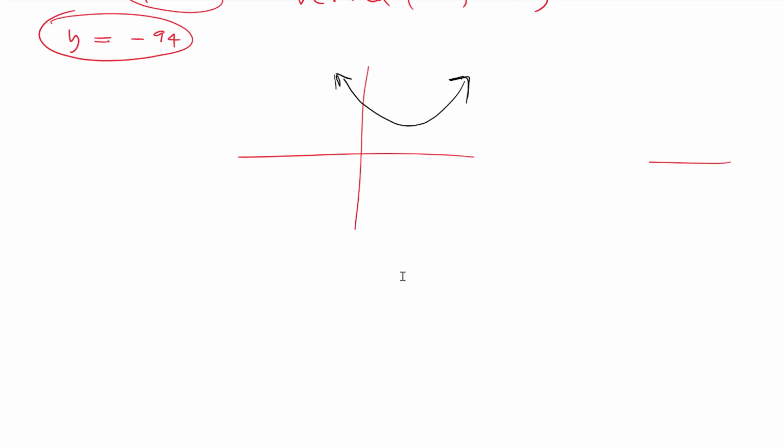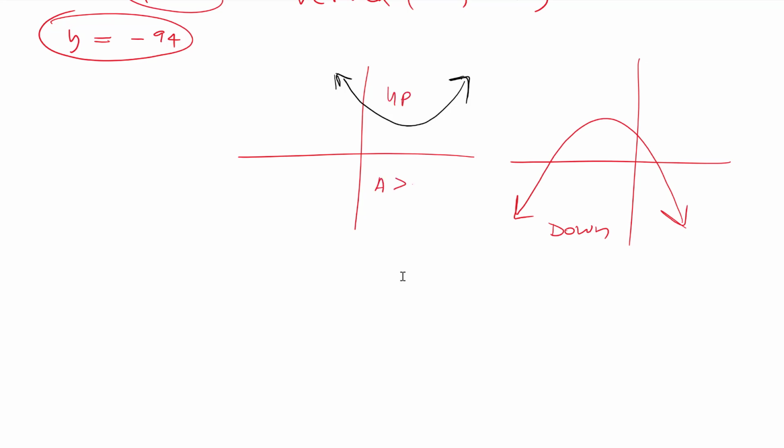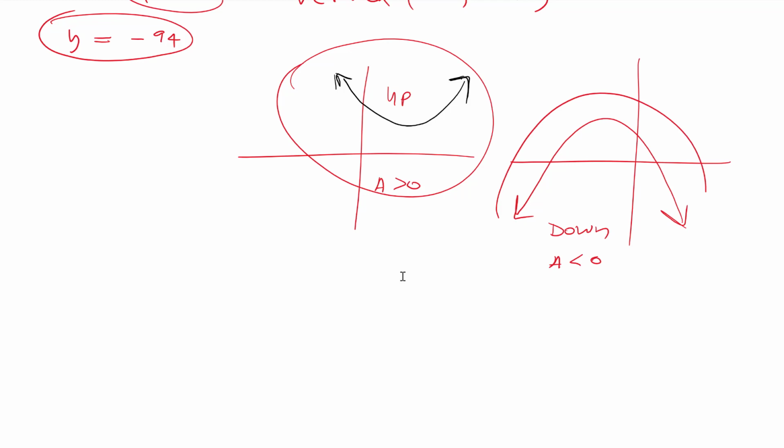If, on the other hand, the value of a is negative, the parabola opens down. So this is up and this is down. When a is greater than 0, this is what the graph is going to do. When a is less than 0, this is what the graph is going to do. Okay, let's look at another example real quick. Let's say y equal 10x squared plus 20x minus 50.